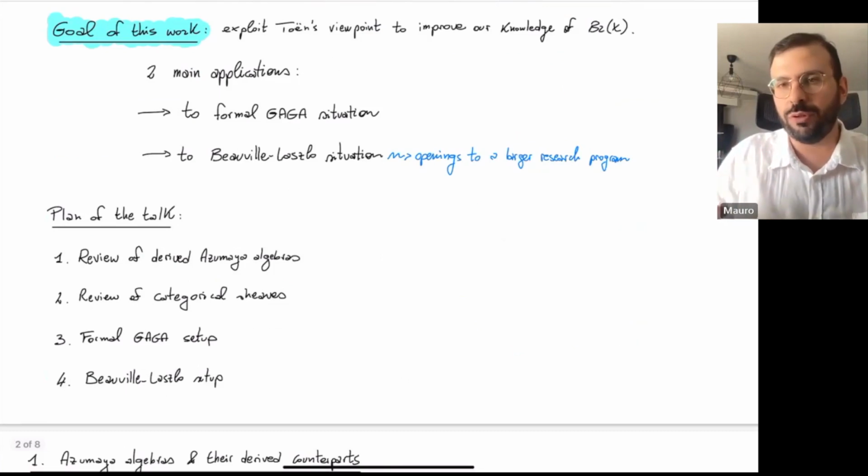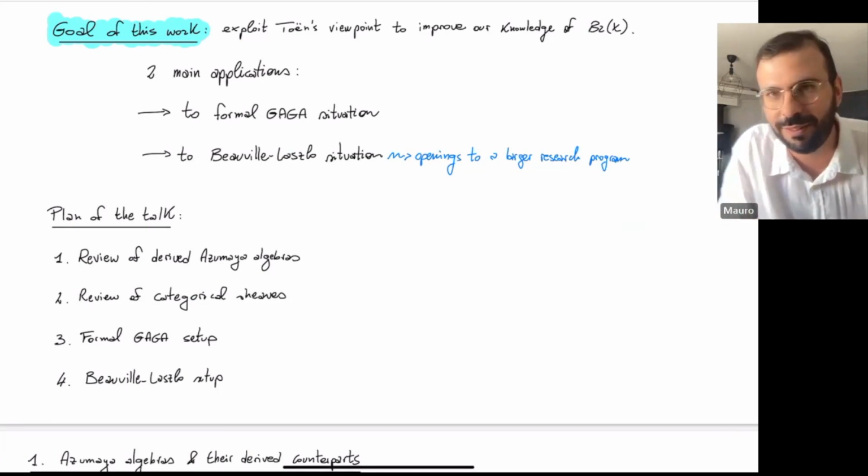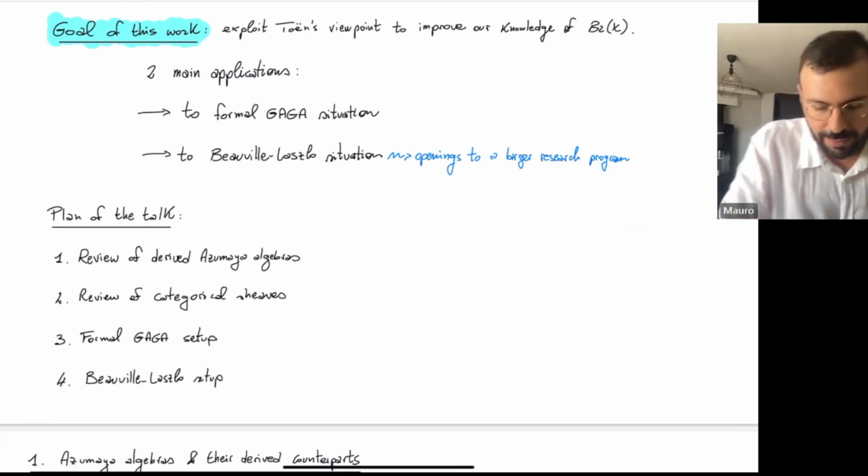And unless we are pushed by some concrete need from algebraic geometry, I don't think we will do it. But maybe one day we will have a question that really requires this, and then someone will do it.